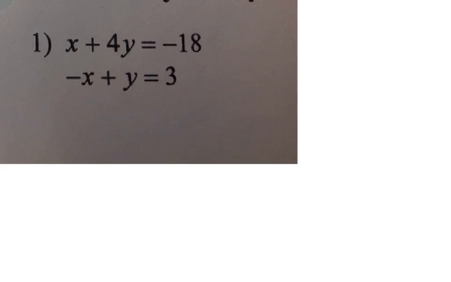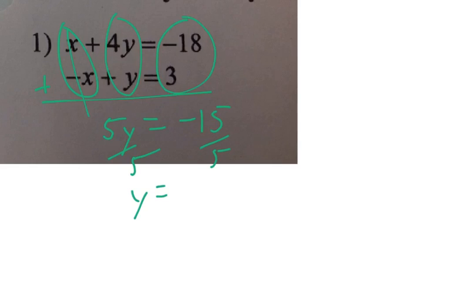Now we did it in class, but I just want to follow through. Notice how the x, the y's, and the numbers all line up, correct? And so therefore, because they're both already lined up, we're going to use elimination. Okay? So it's really simply this. If I add them, notice x minus x is 0. And 4y and 1y is 5y, equal, over here, negative 18 and 3 is negative 15. Once I divide by 5, I know y is negative 3.